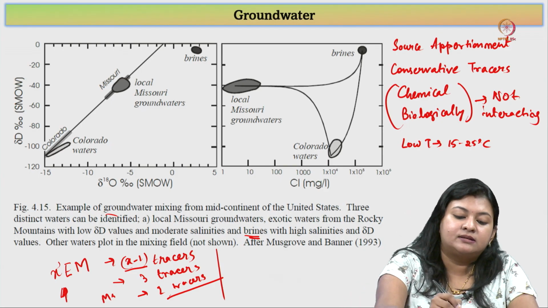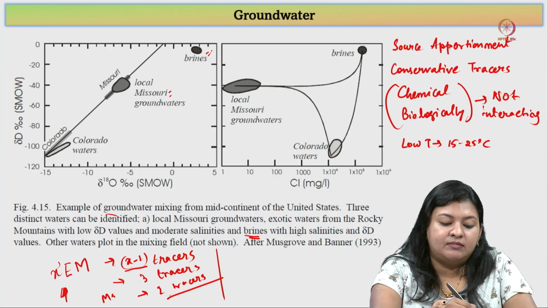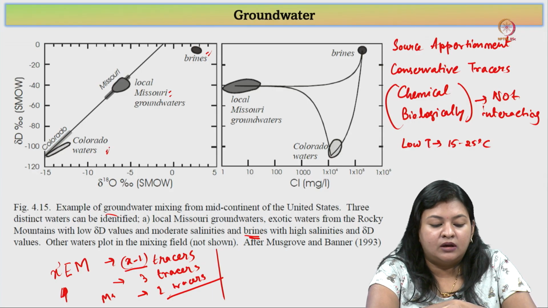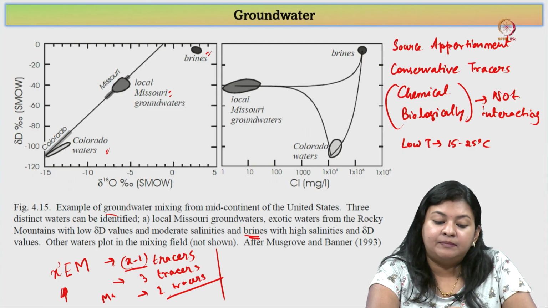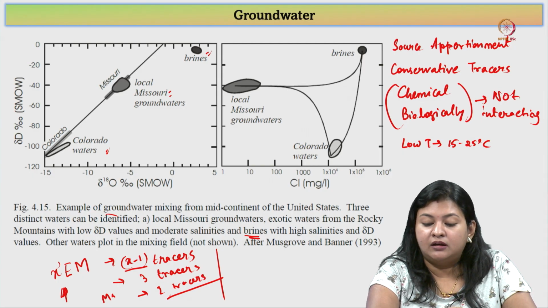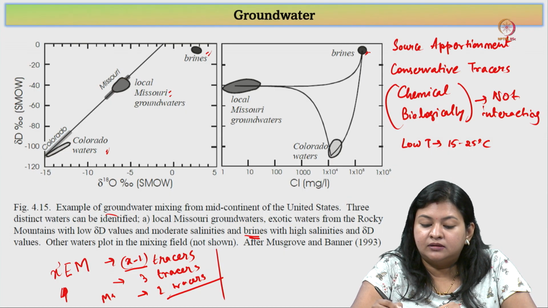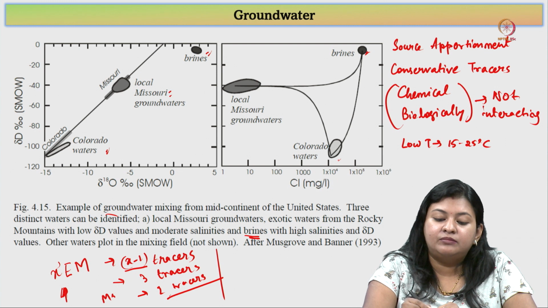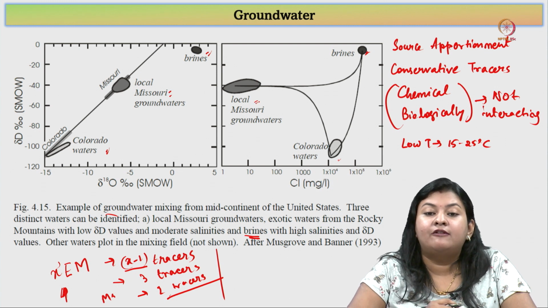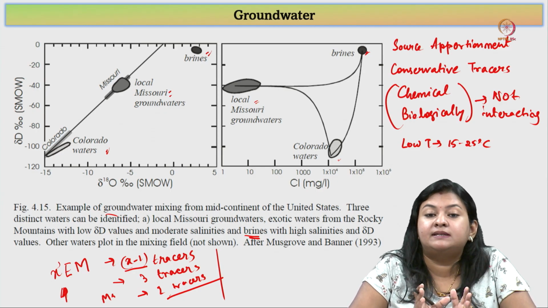So, one is this original Missouri groundwater, then there is some kind of brine solution, and there is some other high altitude mountain water, with very low delta 18O and delta D values. So, high altitude waters, and they are mixing, and they also have very distinct chloride values. The brines always have very high salinities. The Colorado water also has moderate salinity, but this local Missouri groundwater will have far less salinity, right. So, this is our mixing model.